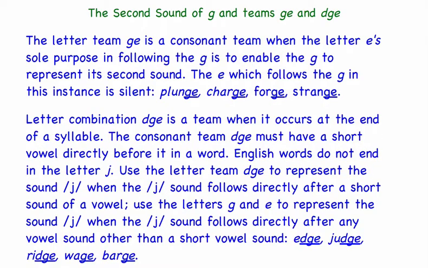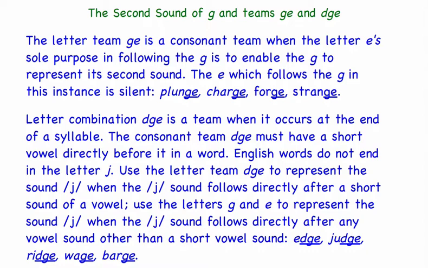The letter team GE is a consonant team when the letter E's sole purpose in following the G is to enable the G to represent its second sound. The E which follows the G in this instance is silent, and we have four examples of the GE team at the end of the words: plunge, charge, forge, and strange. So GE as a team represents the sound J.